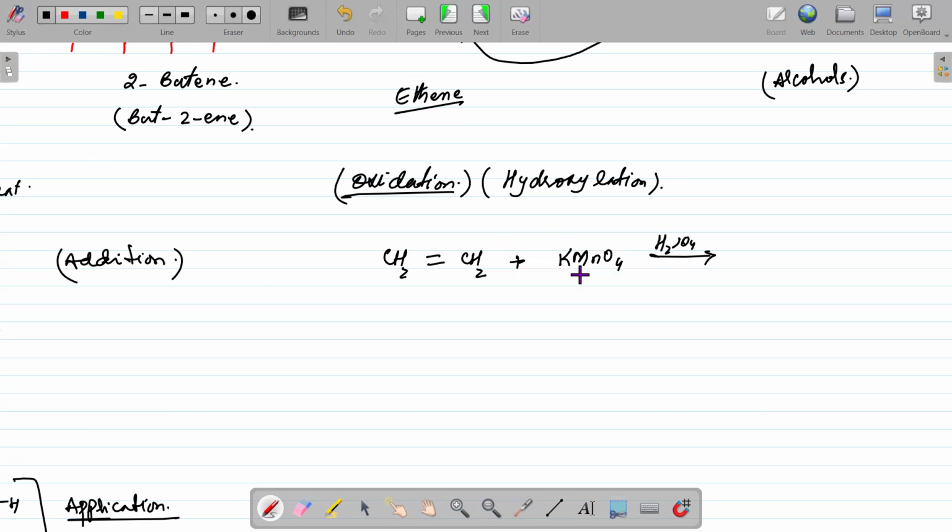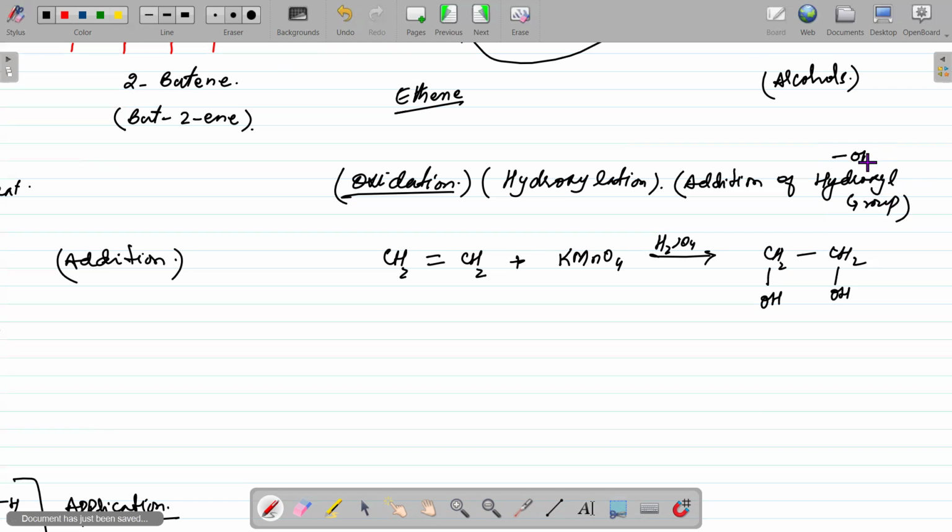So when KMnO4 reacts with these alkenes, what we will observe is that each carbon atom which is making the double bond will get an OH group on it. So I can call it hydroxylation. Hydroxylation means addition of hydroxyl group. What is actually a hydroxyl group? Hydroxyl group is the OH group. So an OH group will add on every carbon atom making a double bond.